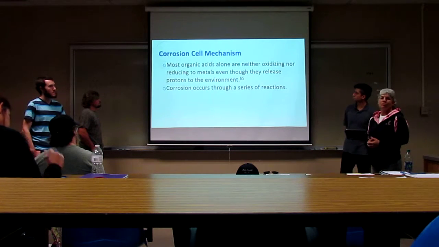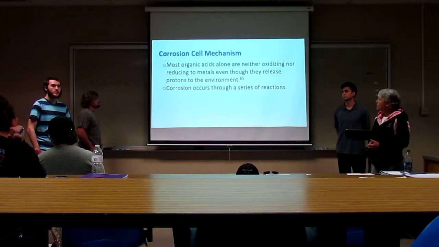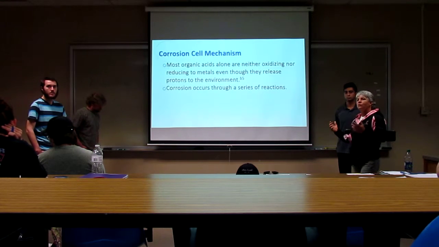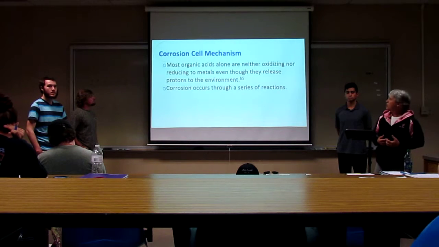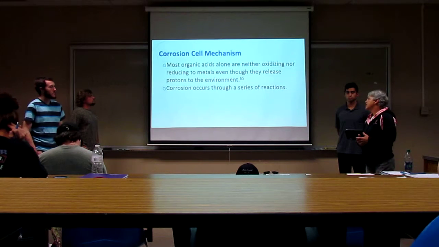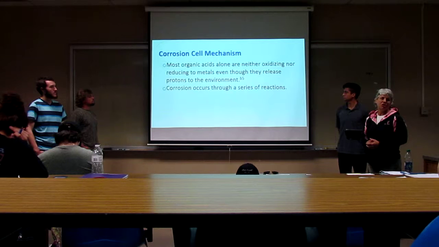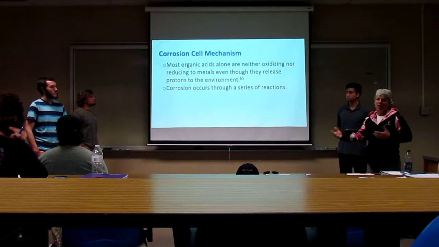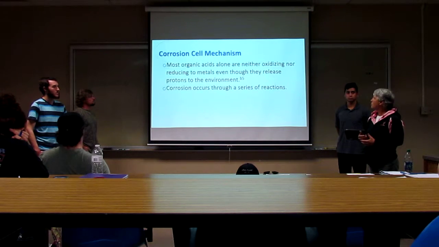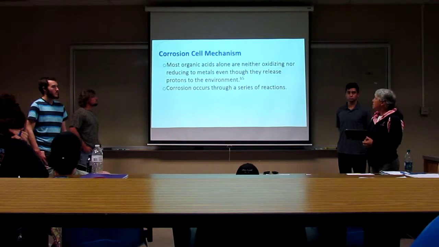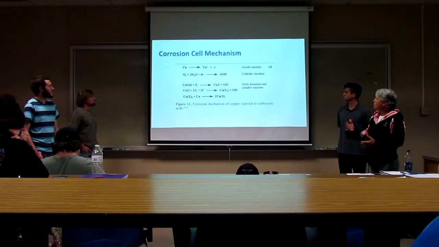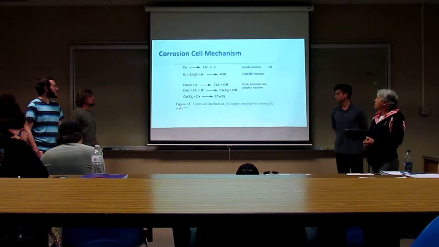Corrosion cell mechanism, much like you've seen with the other acids, it's going to react with the metals, producing hydrogen gases. It's going to pull off metal ions. It occurs through a series of reactions. Again, it's not a simple give-take thing. So you're going to see both the reduction and oxidation reactions going on at the same time.